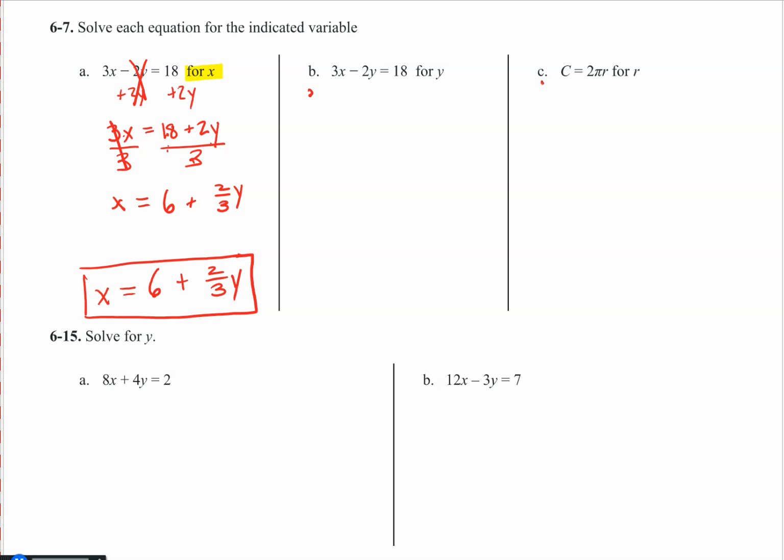Let's try c. C equals 2 pi r. That's 2 pi times r. So how do we undo multiplication? And we're solving for r. We do it with division. If I divide by 2 pi, that will cancel out the multiplication, and anything divided by itself is 1. So r equals, that's my goal because I'm solving for r, r equals c over 2 pi.